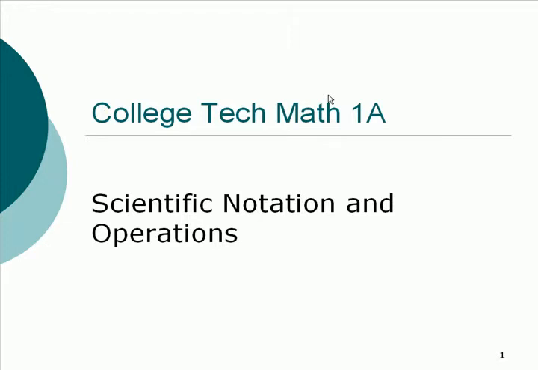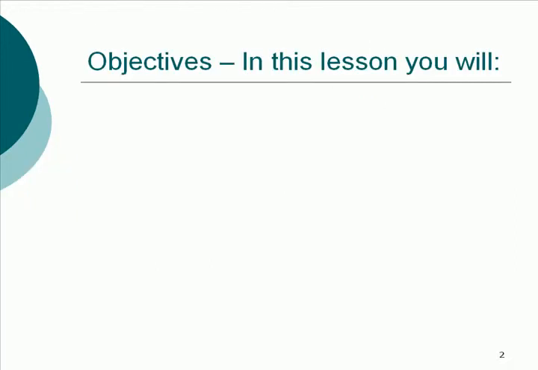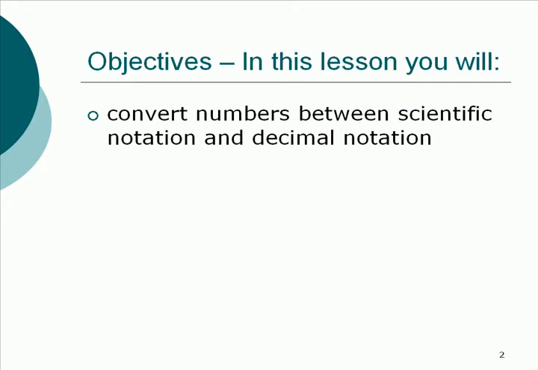So what we're going to work with today is scientific notation and how to do operations with numbers in scientific notation. We're going to do a couple of things today. First of all, we're going to convert numbers between scientific notation and decimal notation. That's probably something that you've done either in a chemistry class or a math class, some other class somewhere along the way. We're going to review that.